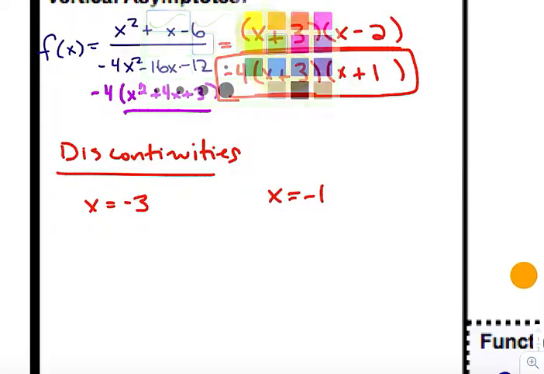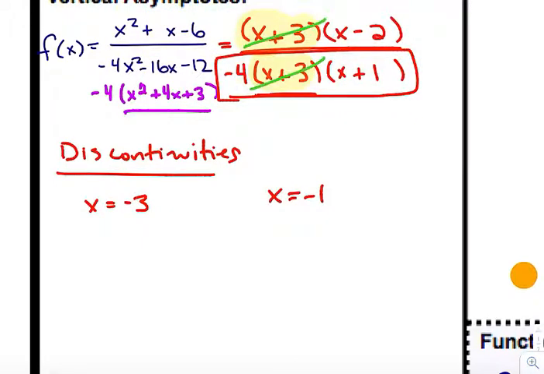Now what we can note is that since we do have this repeated term, those x plus 3's cancel out. Now x equals -3 is a discontinuity no matter what. But since we cancel it out of our function, this ends up being a hole. It's a discontinuity that we remove. Remember, a hole is the same thing as a removable discontinuity, whereas x equals -1 is going to be a vertical asymptote.